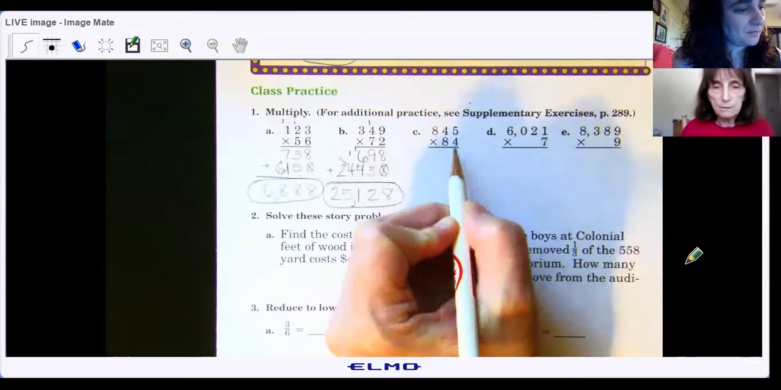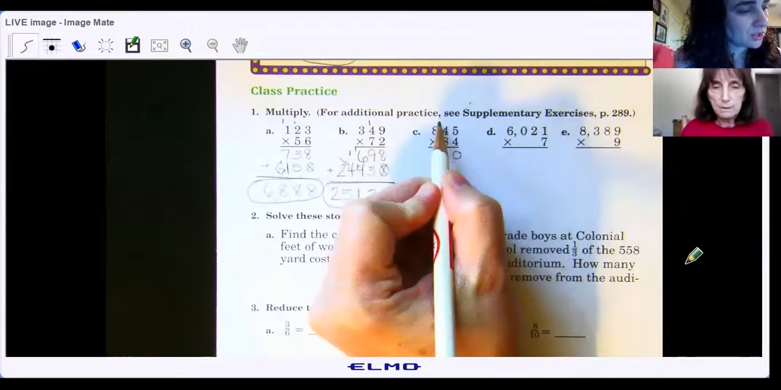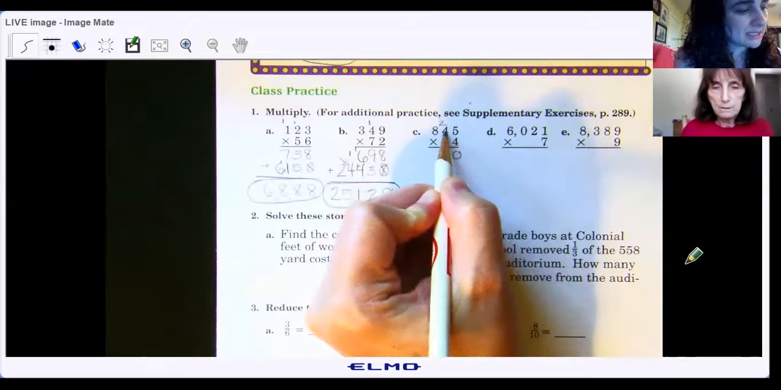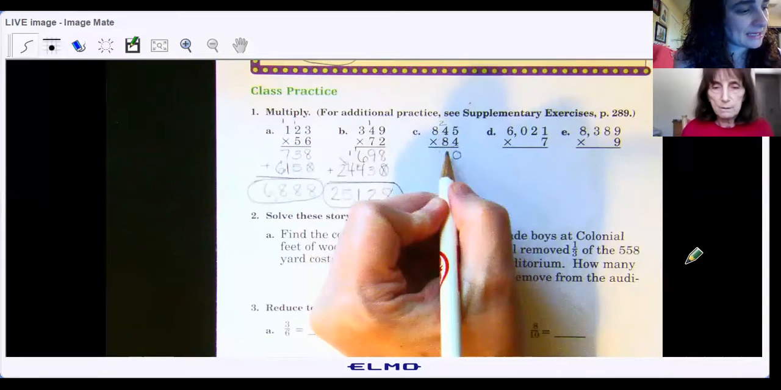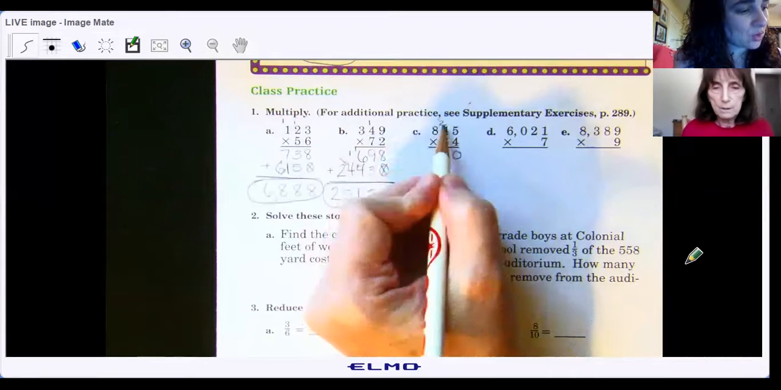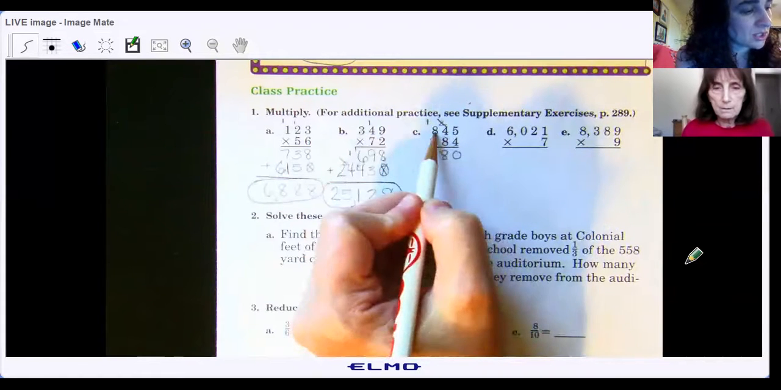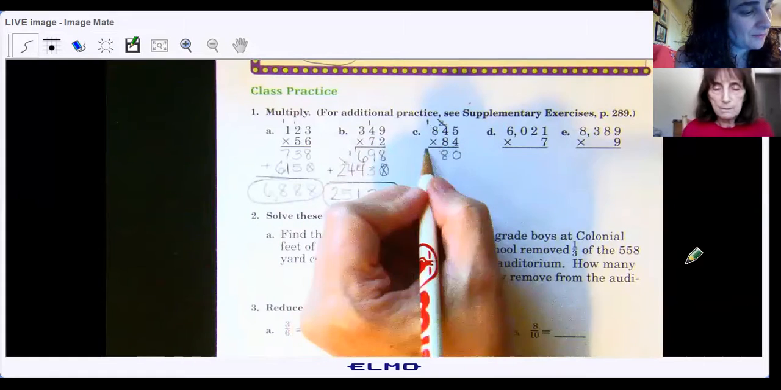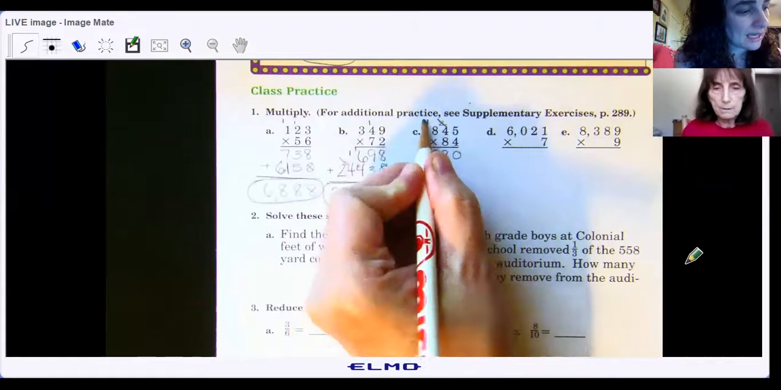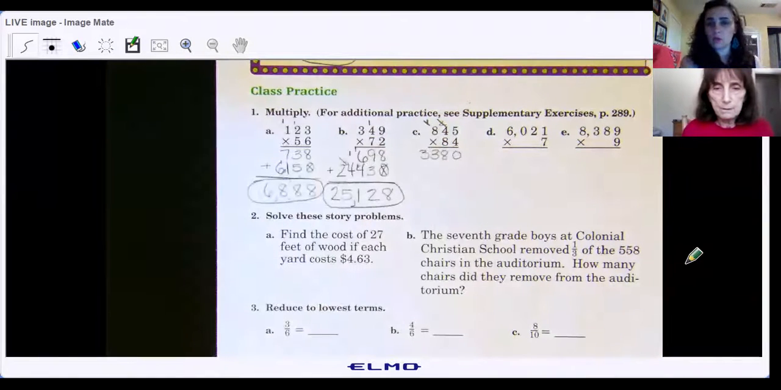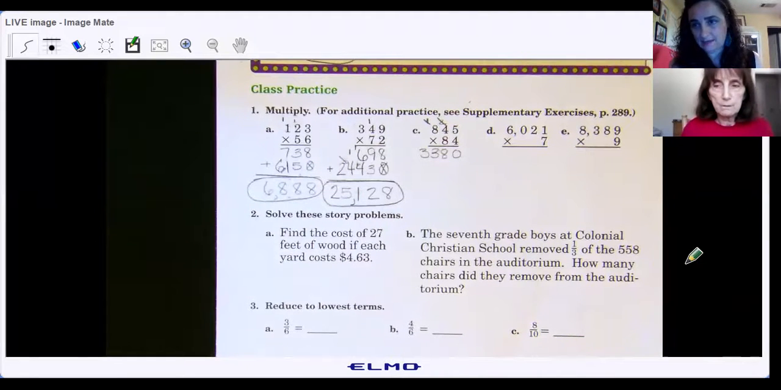4 times 5, 20. Carry the 2. 4 times 4, 16. Plus 2 is 18. Once you add that, you cross that out, carry that 1. 4 times 8 is 32, 33. Then cross out that 1. So you know the ones that are crossed out you've already used, because multiplication can get extremely messy.